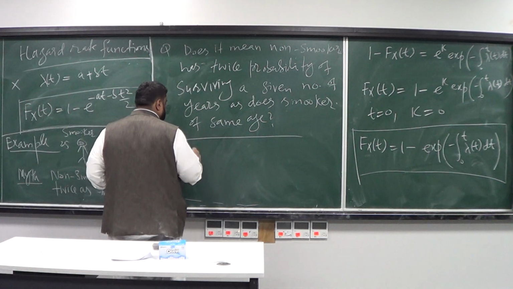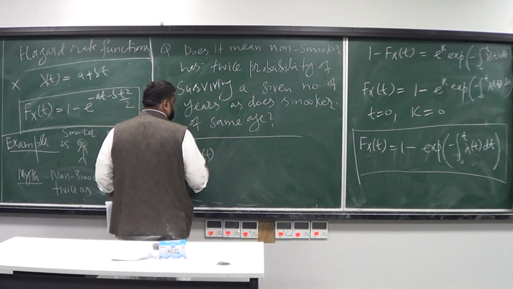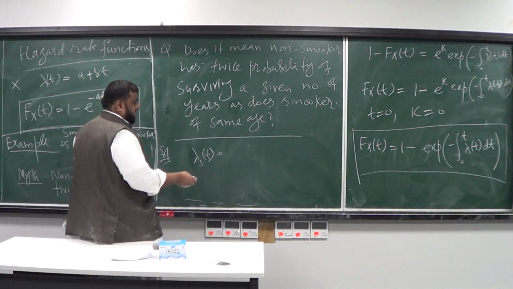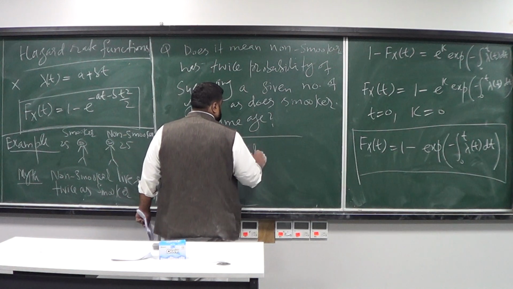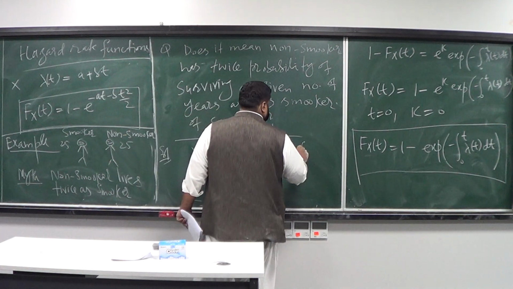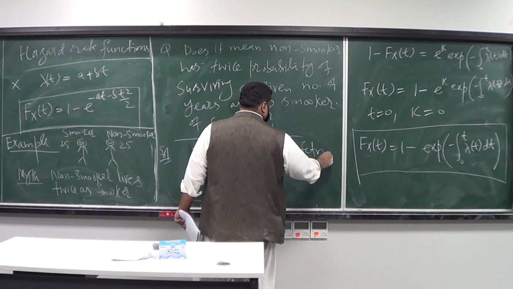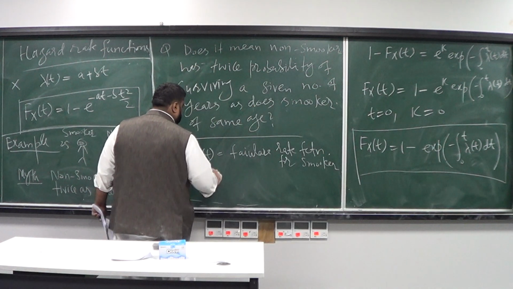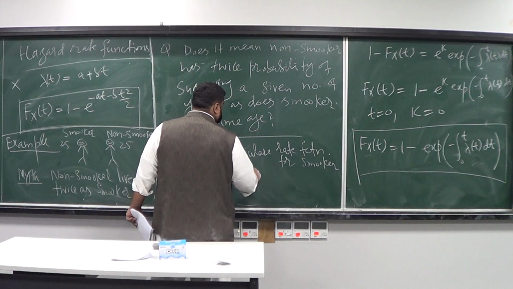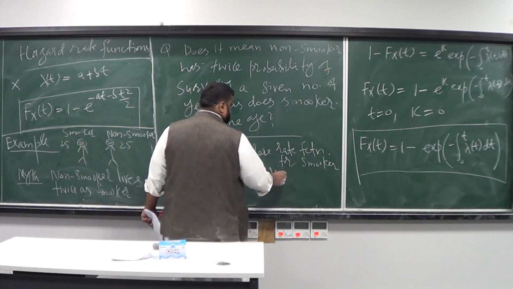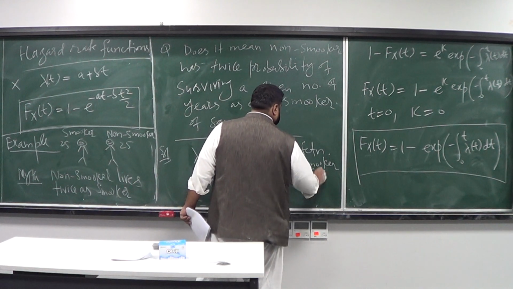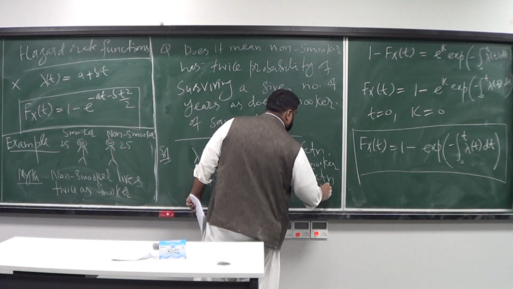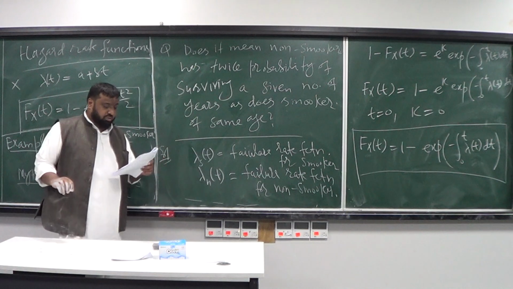Say imagine lambda s of t is the hazard rate function, or failure rate function, for the smoker, and lambda n of t is the failure rate function for the non-smoker.